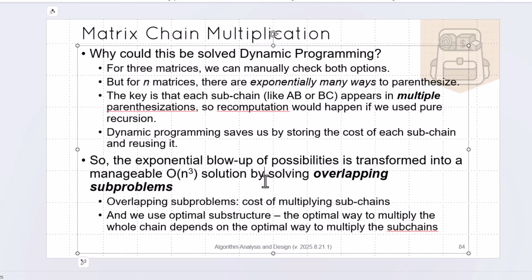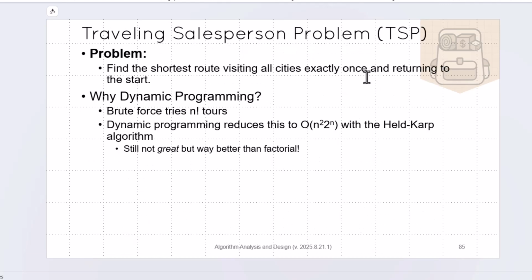The optimal way to multiply the whole chain depends on the optimal way to multiply subchains. We only saw one with 3 matrices, but we could have a dozen, 2 dozen, or 100 different matrices we're trying to multiply.